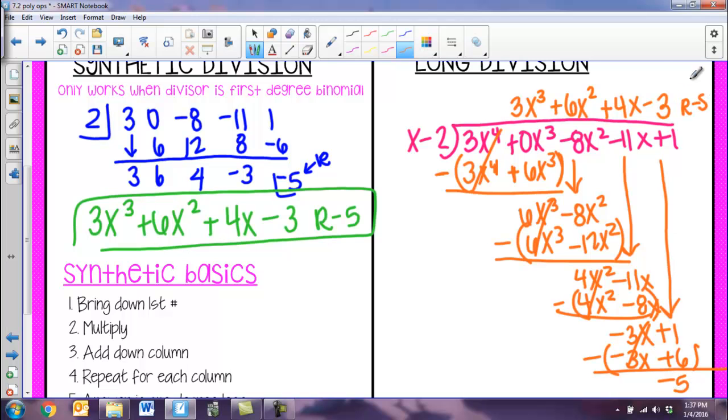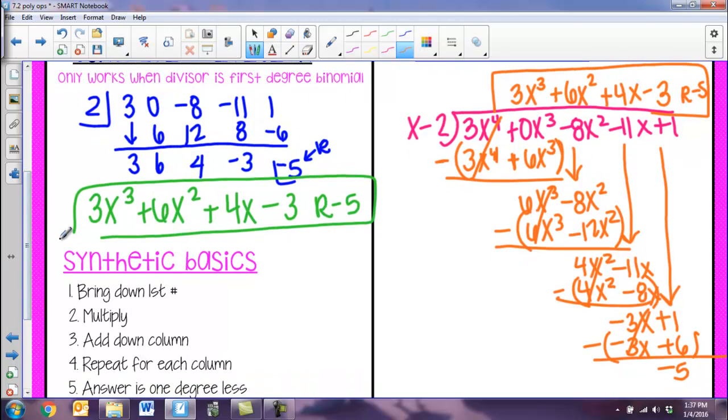Remainder, negative 5. So if you look here, we got the same exact answer. The process was a little bit longer, but remember, this is the process you'll have to go through if it's not a first-degree binomial. So if they had wanted me to divide by something bigger.